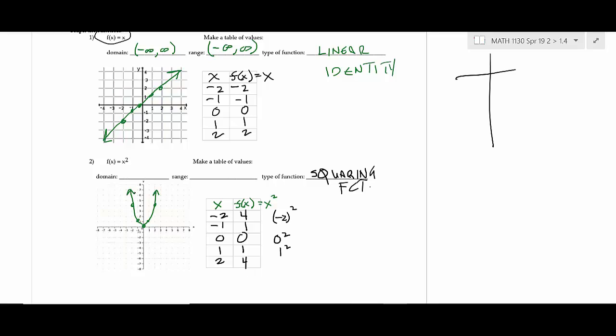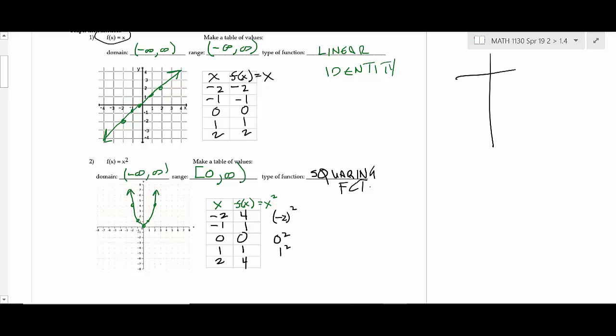So what's your domain? That's everything, okay? So you can square any number. Now how about the range? Where are the y's going? From where to where? 0 to infinity, right? So your y values, lowest is 0, and then they get bigger. So you would say bracket 0, comma infinity like that, okay?